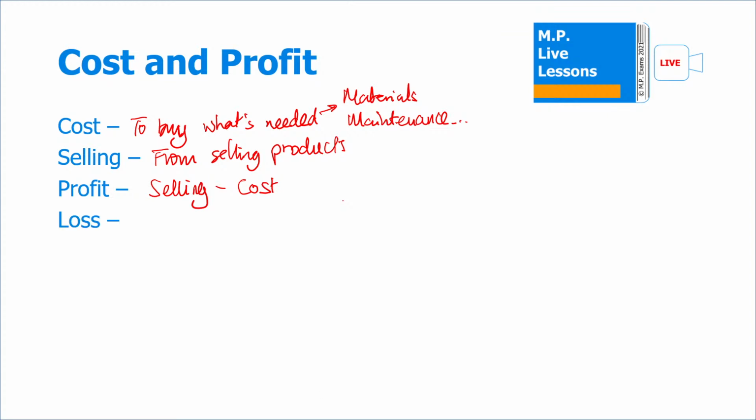The cost needs to be quite low, and the selling price needs to be high to maximize profit. Now, it's called a loss if you don't make enough money to offset the cost. So, not sold enough.